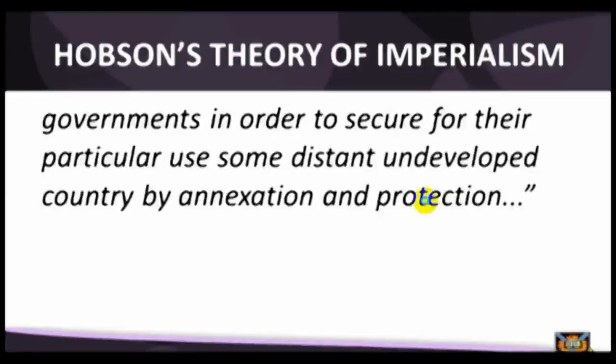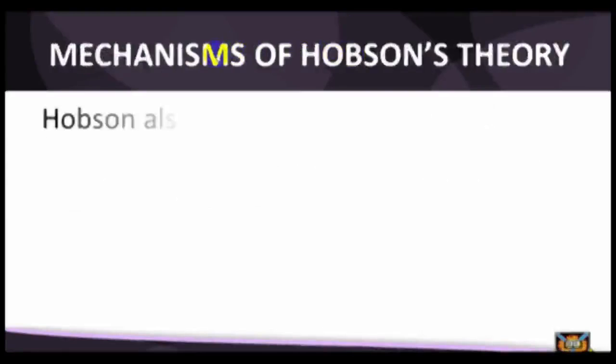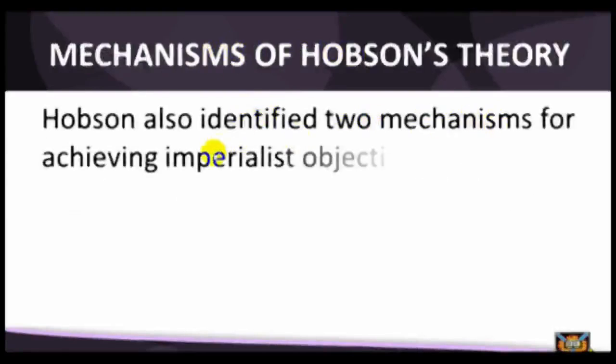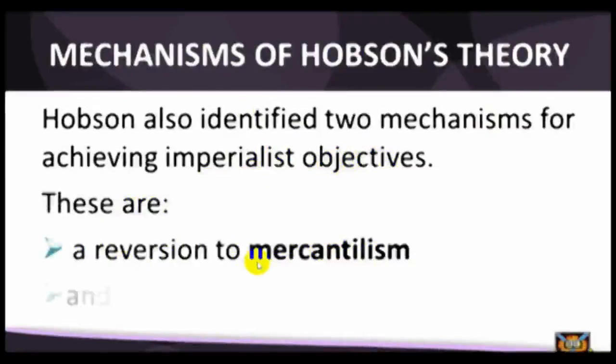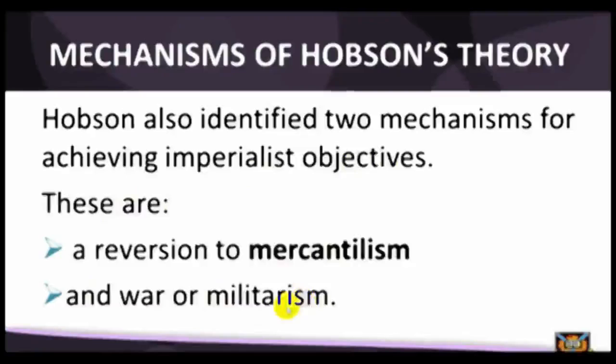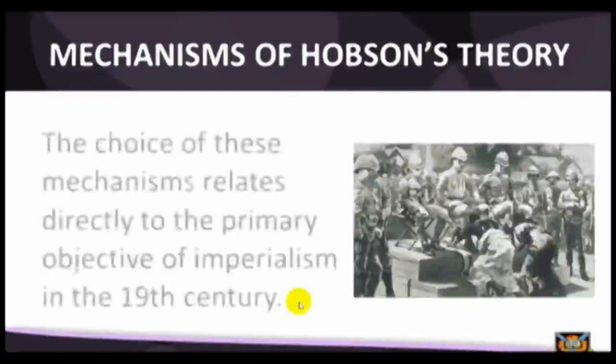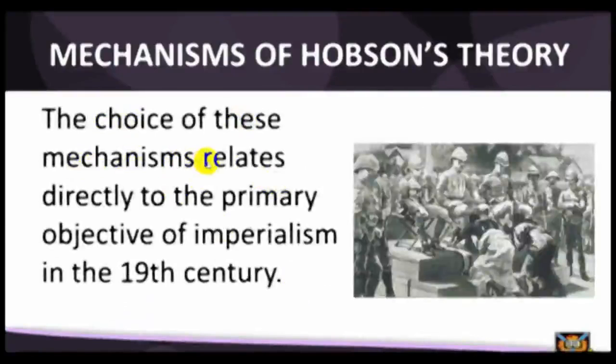With that, we move on to the mechanisms of Hobson's theory. Hobson also identified two mechanisms for achieving imperialist objectives. These are reversions to mercantilism, and war or militarism. The choice of these mechanisms relates directly to the primary objective of imperialism in the country. This was just to annex foreign territories under various pretexts. It was the colonial stage of imperialism.